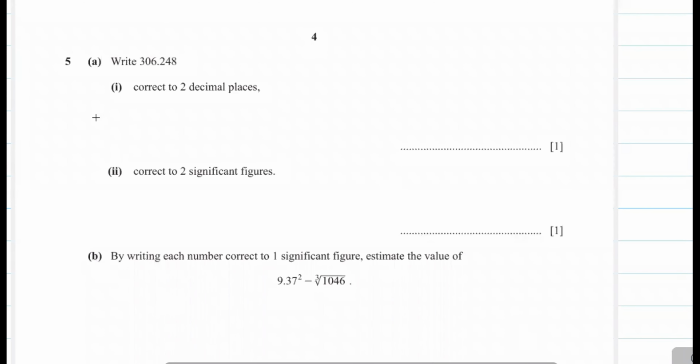Question number 5. Write 306.248 correct to 2 decimal places. Now we write the number 306.248. Now correct to 2 decimal places. You see here, this is the 2 decimal places position. Now you see here the neighboring digit. This neighboring digit is more than 5. Therefore, that value become 306.25.